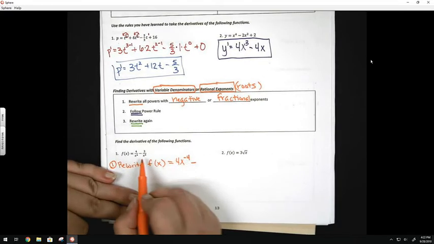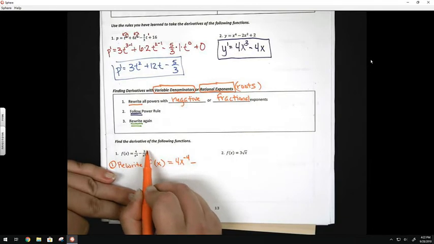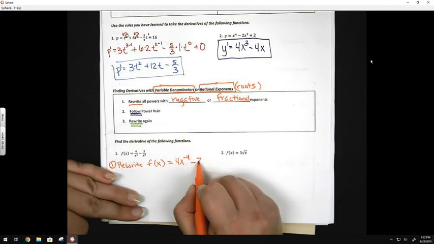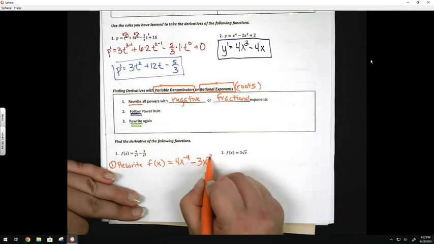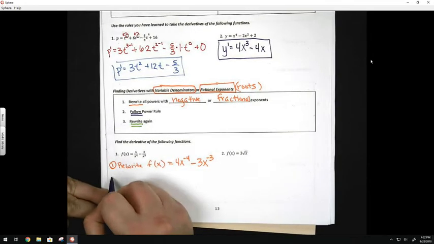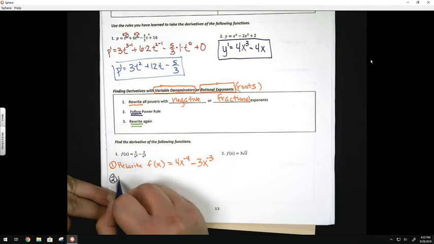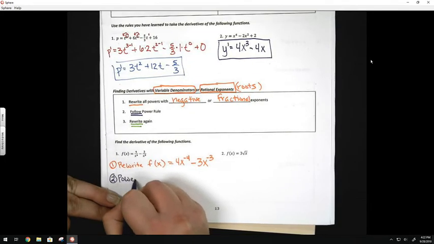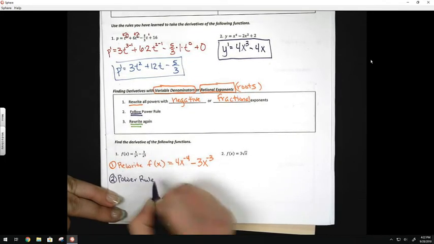Minus, we have 3 over x to the 3rd. Well, x to the 3rd, I can bring that to the top and make it a negative x to the 3rd. And now when I look at that, I can just use my power rule to actually find the derivative. So now we're going to use power rule to find f prime.